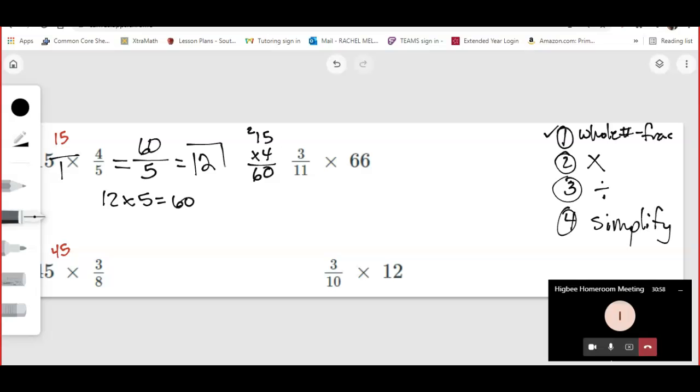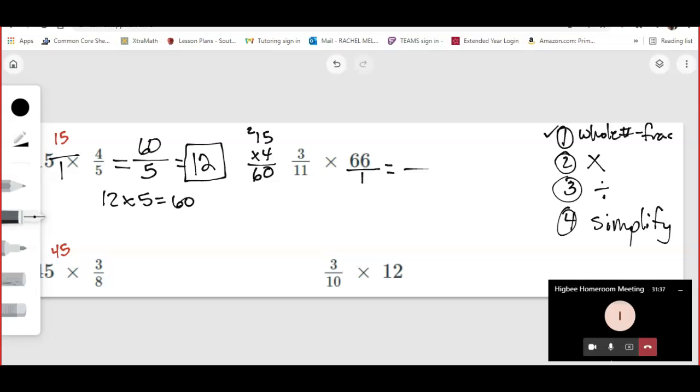Okay, so this is another one where my answer is just a whole number. Okay, there's no remainder, so that means there's no fraction. It's just a whole number. Any questions on that one? Okay, so let's go ahead and do this 3/11 times 66 next. Okay, what do we need to do first? Whole number to a fraction. Good. Okay. Then what? Multiply. I know this. Let's do the denominators first.